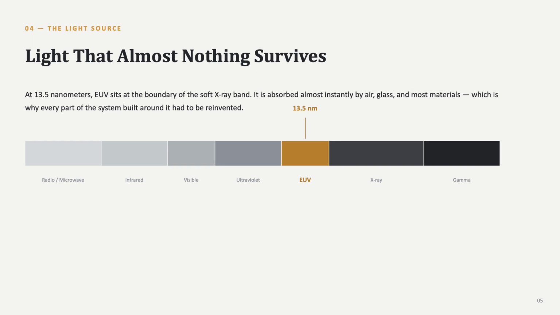We talked about the advantages of EUV lithography. Now let's talk about the challenges. EUV sits at the boundary of the soft X-ray band. It is absorbed almost instantly by glass, air, and most of the materials, which is why every part of the system built around it had to be reinvented.